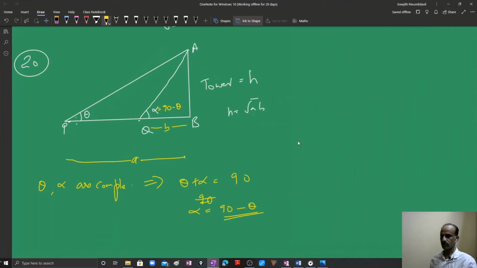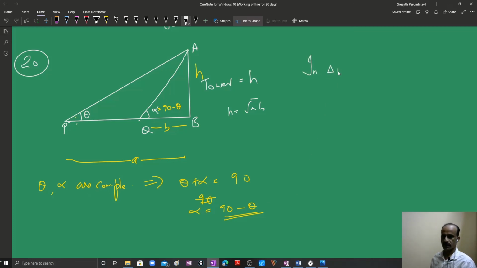Now we have been asked to prove that the height of the tower is root AB. So now let this height be h. You give the brief description: AB be the tower, P and Q be the observation points. Now write this, theta plus alpha are complementary. That means theta plus alpha is 90, alpha is equal to 90 minus theta. With that we'll start.